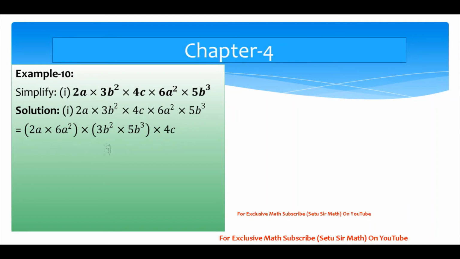Then we will multiply the coefficients of A, 2 multiplied by 6, multiplied by A to the power 1 plus 2. That means the powers will be added because the base is the same here. After that, the coefficients of B we will multiply, 3 multiplied by 5, and the powers of B we will add, B to the power 2 plus 3, multiplied by 4C.